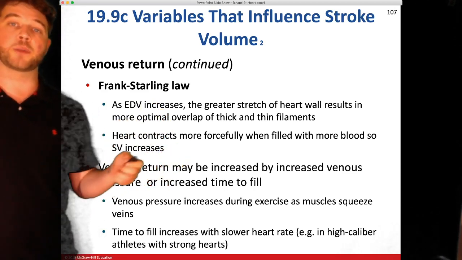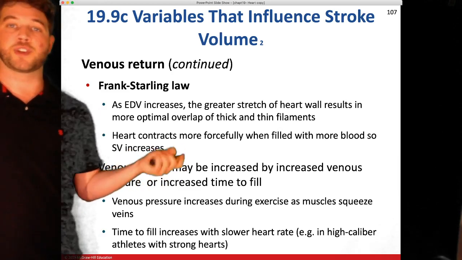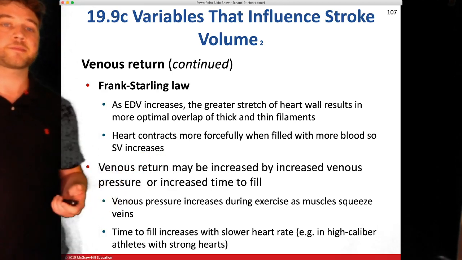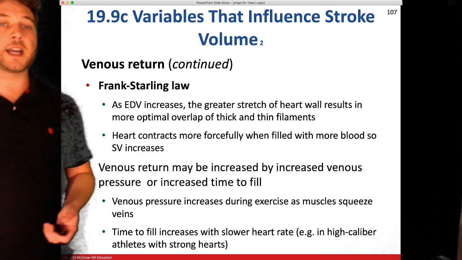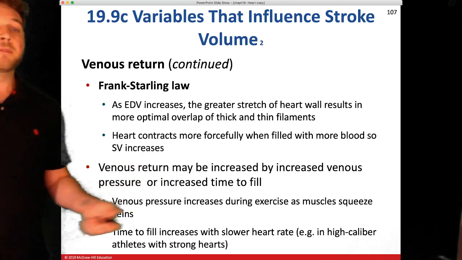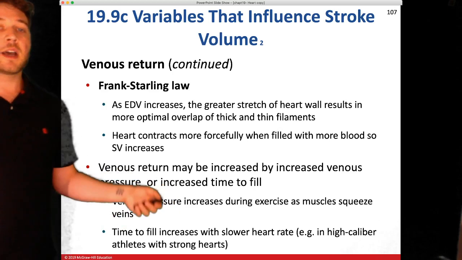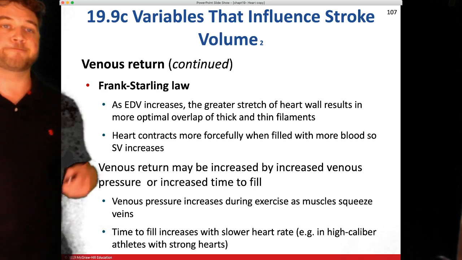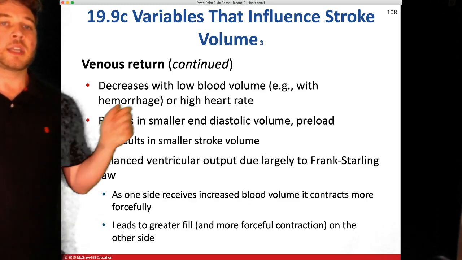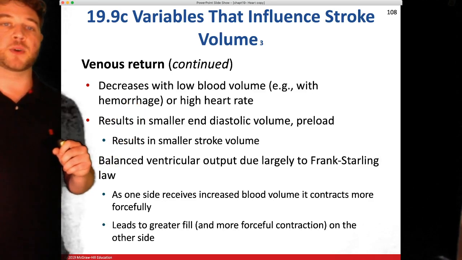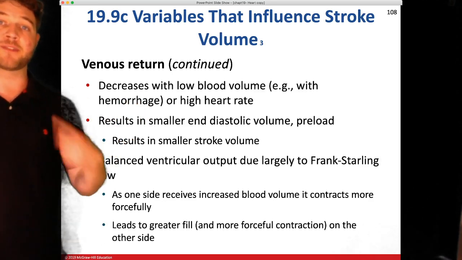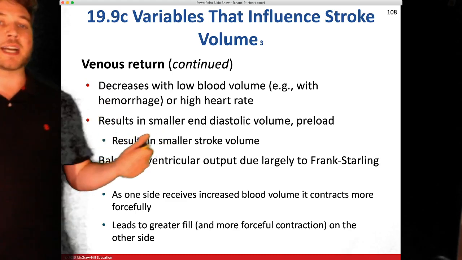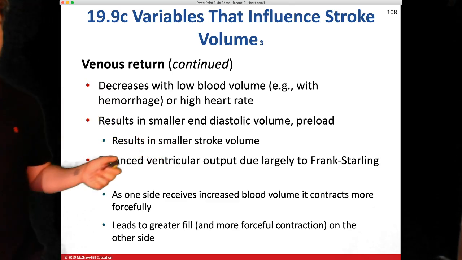So if you go a little beyond your standard end diastolic volume, if you have a little more increased venous return, you're going to have an increased contraction. Venous return may be increased by venous pressure or increased time to fill. Venous pressure increases during exercise, and time to fill increases with the slower heart rate in high caliber athletes with strong hearts. It decreases with low blood volume, hemorrhaging, or a high heart rate. If your heart is pumping faster, you're going to have less returning at one time. It results in smaller end diastolic volume and a smaller preload, which results in a smaller stroke volume.